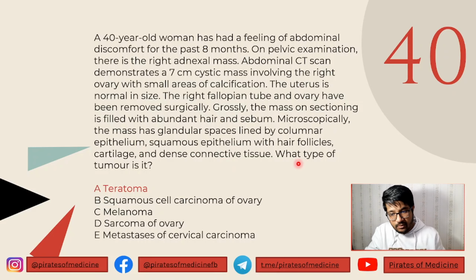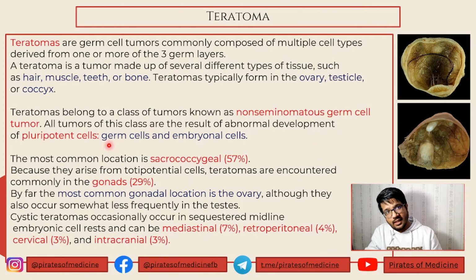So what type of tumor is this? Basically, this is a special type of tumor called teratoma. Teratomas are germ cell tumors. If you see a teratoma, it has all 3 germ layers present, or more than one germ layer present.